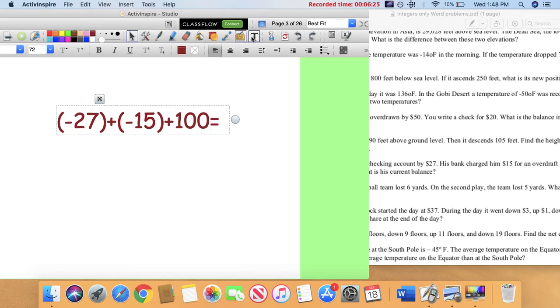Well, let's do this one step at a time. Negative 27 and negative 15, they're both negative. So I'm going to get negative 42. And then to that, I'm going to add 100. So there's more positive. I'm not going to owe the bank anymore. So it's going to be 58.